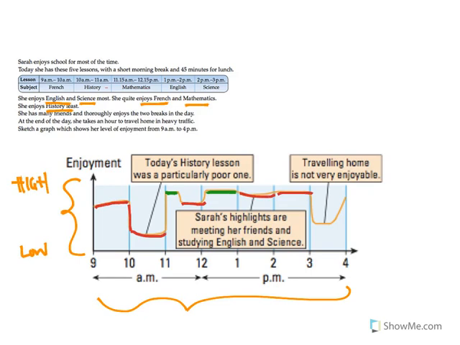And then finally, from 3 to 4, she has to travel home. And as you notice, it's not exactly very fun. But apparently, when she gets home, she's quite happy. So your graph might look something like this. It might be slightly different, but this helps you see how her mood travels across the day. And that's it.